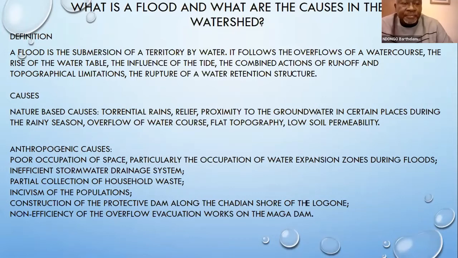can explain how floods occur. You have natural causes such as torrential rains, relief, proximity of the underground water in certain areas, the rainy season, overflow of water courses, flat topography, and low soil permeability. As anthropogenic causes, we can retain poor occupation of the space, particularly the occupation of water expansion zones, inefficient stormwater drainage systems, partial collection of household waste, incivism of the population, construction of dams, and non-efficient dams.